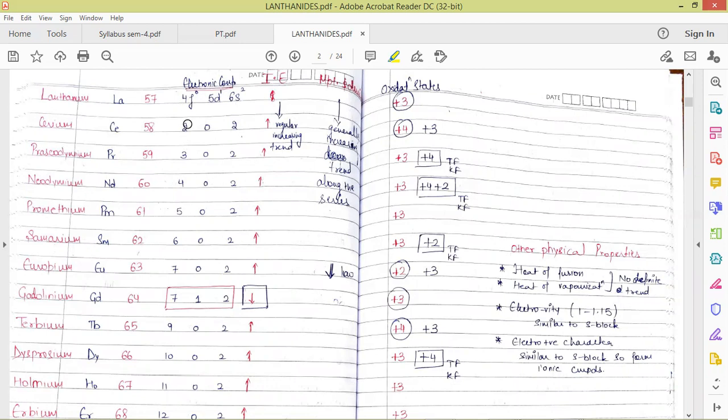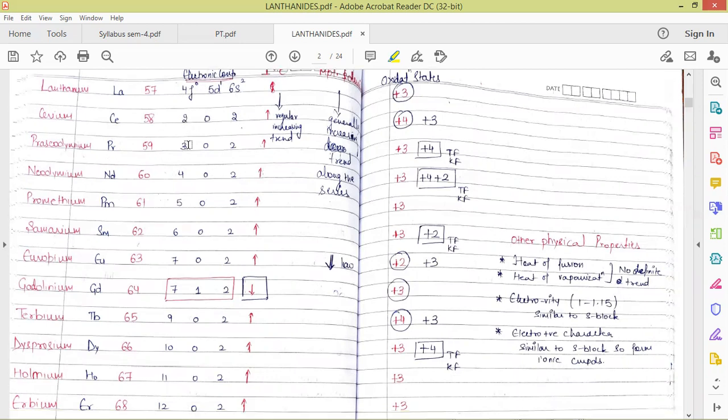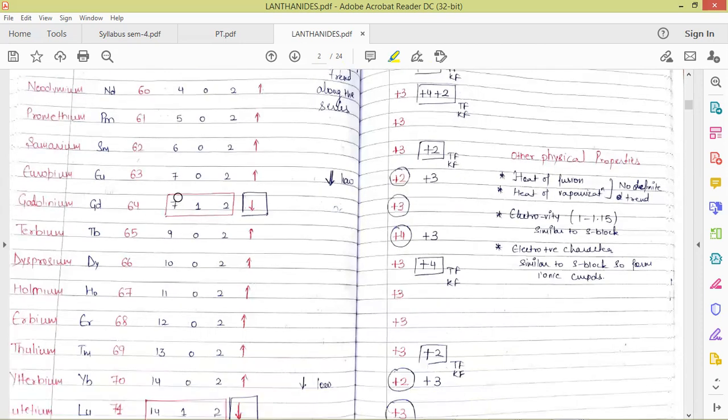And further, if we move to praseodymium, atomic number is increasing by 1 and 1 electron is increasing in 4f. So gradually 1 electron is adding up to europium in the 4f subshell, and there are 7 electrons in 4f, 0 in 5d and 2 in 6s.